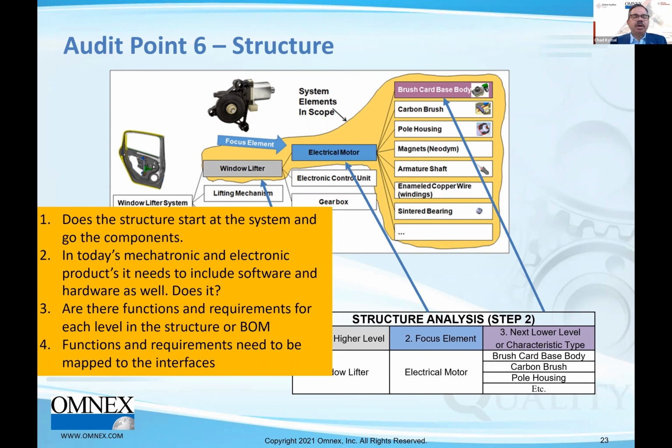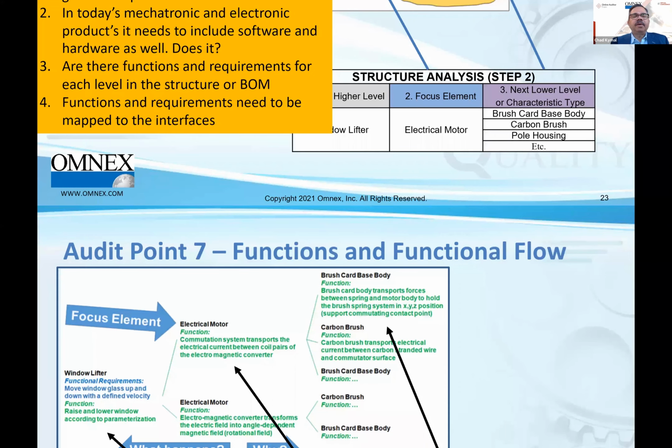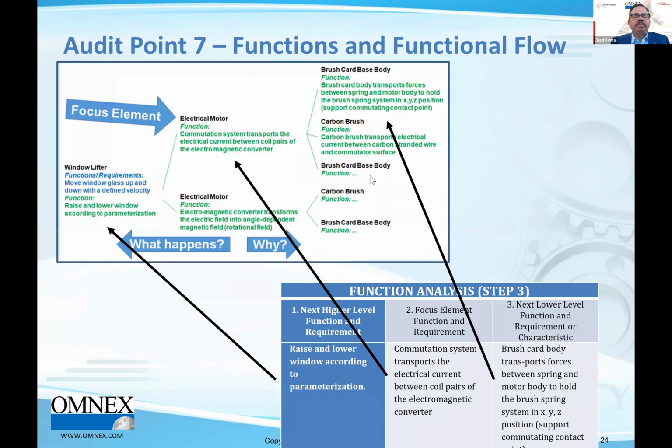In today's mechatronic and electronic products, it needs software and hardware. I mentioned that. Are there functions and requirements for at least the three levels? The three levels of focus, higher and lower, need to have the functions and requirements. All right. And the functions and requirements need to be mapped for the interfaces also, all right? The architectural requirements. Here is a flow down. You can see the functional flow down.